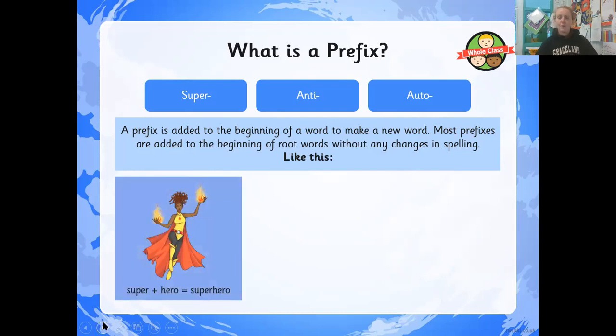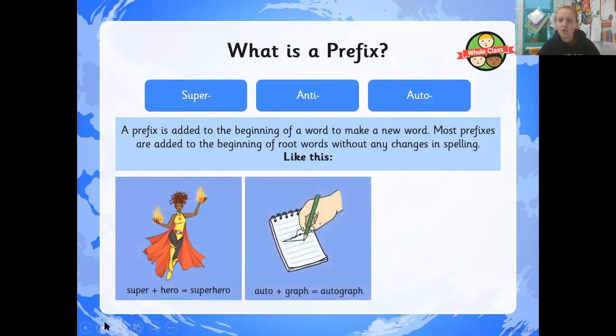So here we've got a prefix super, and we've got the word hero. Super, hero, two separate words, put them together, become superhero. Nothing changes with the root word. Auto and graph, put them together, autograph. Nothing changes with the root word.